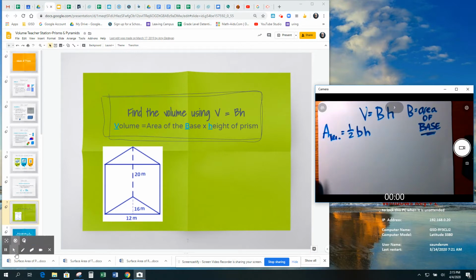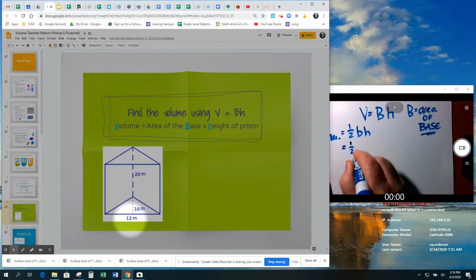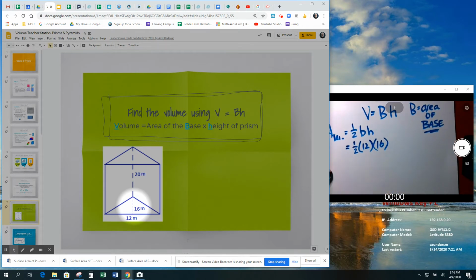So let me get my special little highlighter thing. The area of this triangle is what we're trying to find. And the base is 12 meters. So I'm going to start filling out 1/2. And the base is 12 meters. And the height of this triangle is, what is it? The height of this triangle is 16 meters. Okay, so 16 meters. All right, and now I can find the area of the triangle.